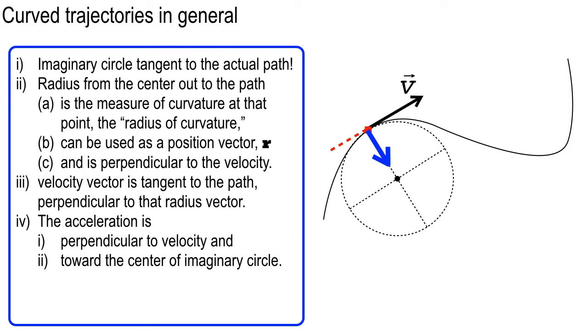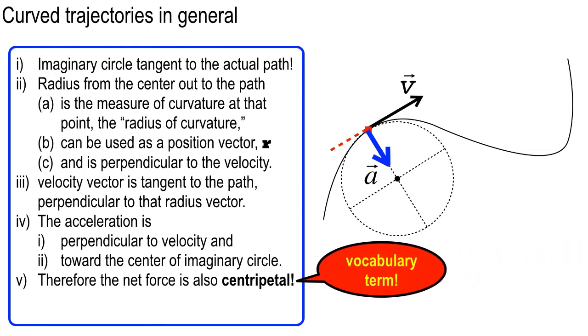But this vector points from that object on the path towards the center of curvature. It's an important distinction because for us, and here's the symbol for it, the directionality of that acceleration is pretty important. Matter of fact, the directionality of the net force is in the same direction as the acceleration. And so we call the acceleration and the net force centripetal. And so that's why the perpendicularity is important. It's a pretty important vocabulary term for us.